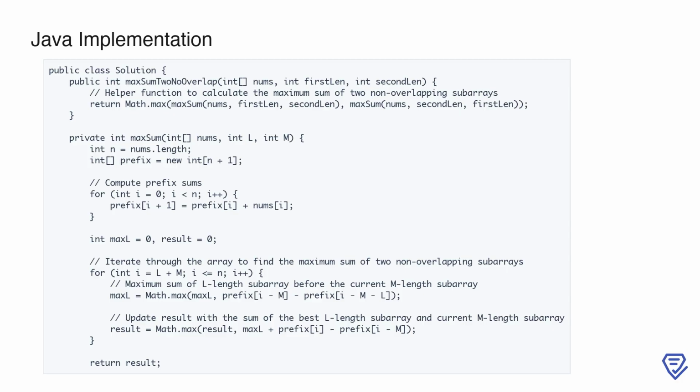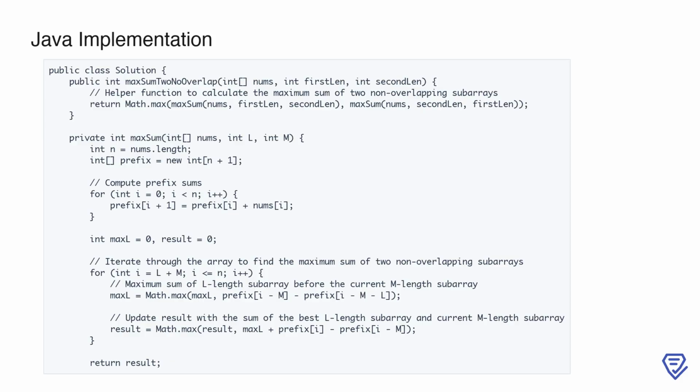Here, we begin by defining the main method maxSumTwoNoOverlap, which calculates the maximum sum of two non-overlapping subarrays. The method uses a helper function, maxSum, to evaluate the maximum sum for two scenarios, one where the first subarray has a length of firstLen and the second has a length of secondLen, and another where their roles are reversed. This ensures we consider both possible configurations.